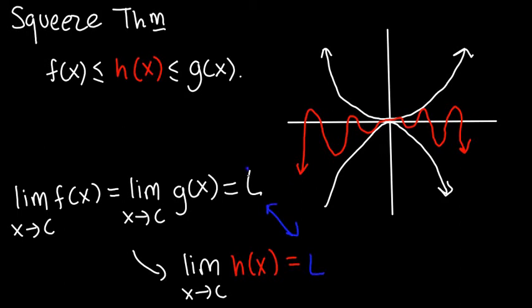Right? So they are the same exact function, because they are the same exact value at that point. Say here, they have to all be equal to the same value. They can be equal. And because f and g are equal, that means that because h is always in the middle, h also must be equal. That is the squeeze theorem.